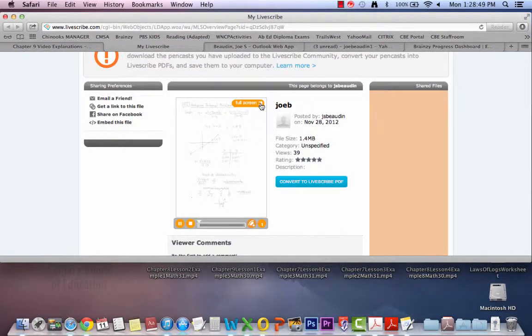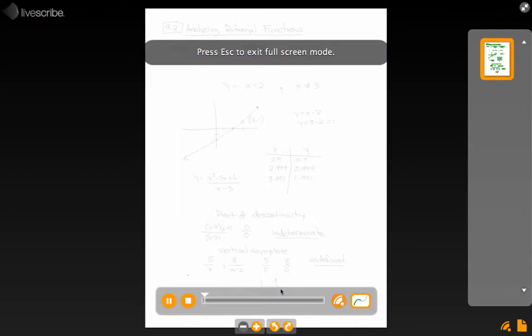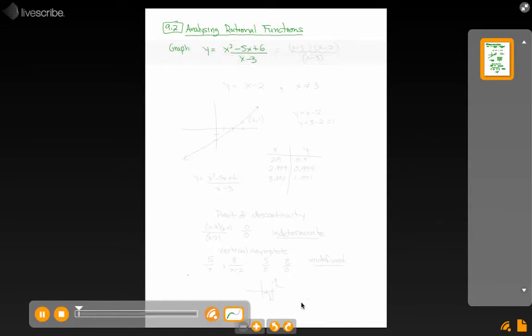This example comes out of section 9.2, Analyzing Rational Functions. Very similar to our last example, we're asked to graph a rational function that has a quadratic in the numerator and just a binomial linear term in the denominator. And it turns out, like the last one, that this thing does factor, and we get x minus 3 times x minus 2 in the numerator over x minus 3.